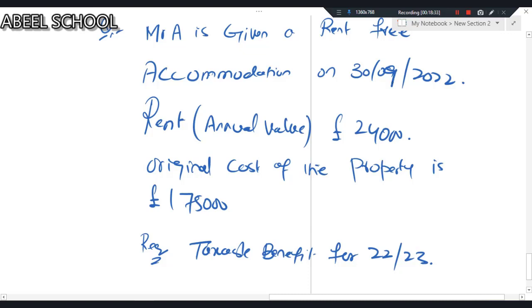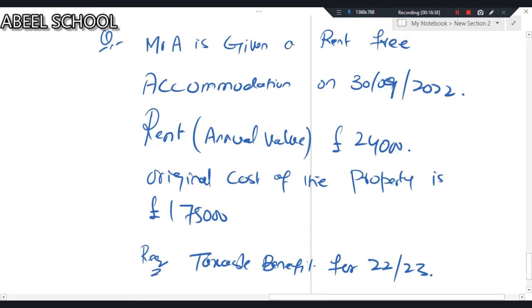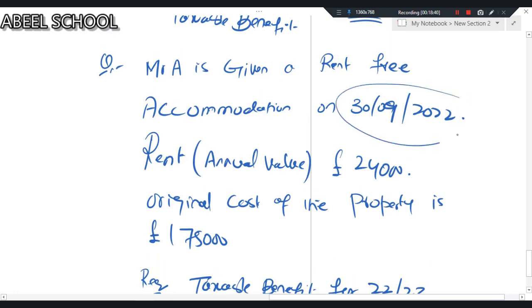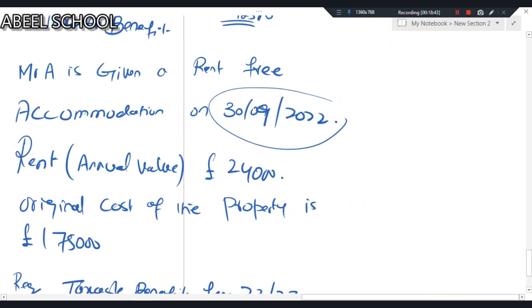In this example, the property was not given at the start of the tax year. The property was given on 30th September 2022, which means that from 30th September 22 till 5 April 2023, if you count, we have 6 months. So the accommodation benefit which we are going to calculate will not be for the 12 months. Now the accommodation benefit will only be for 6 months, because this accommodation was not available to Mr. A for the entire tax year. It is available to Mr. A only for the 6 months.